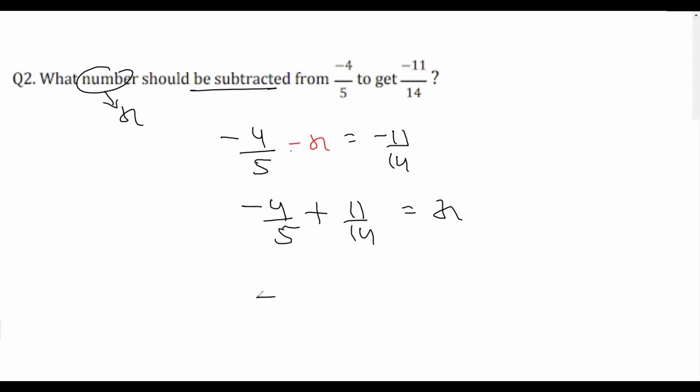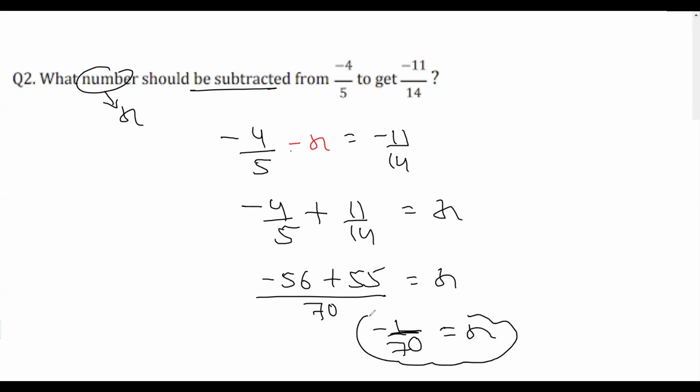Now, after that, you just need to simplify. I can see the LCM is 70. 14 times 5 is 70. And if I multiply 14 to this, it's going to be how much? Minus 56. Yes. And this is 55, 5 into 11 is 55, is equal to x. So this is coming as what? Minus 56 plus 55 over 70 is equal to x, which is minus 1 over 70. So finally, you can write the statement that the required number is minus 1 over 70.